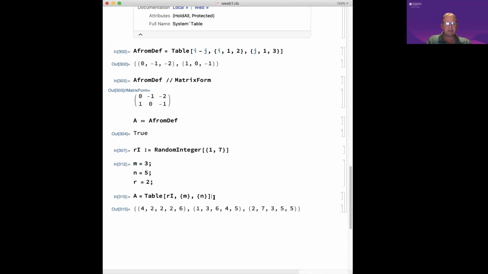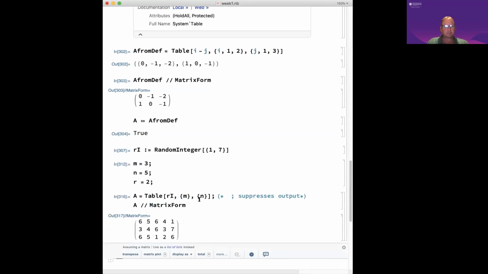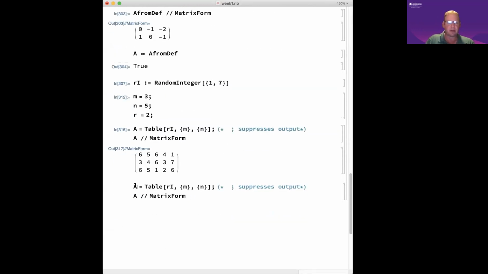If I put a semicolon, that suppresses output, just like in MATLAB if you use MATLAB. And I can then do MatrixForm just to see it nicely. So this is a matrix A. Let's do the same with a matrix B. Actually, lightning and thunder outside here in Brisbane at the moment. Let's make the matrix B dimension n by r, and let's do B MatrixForm.